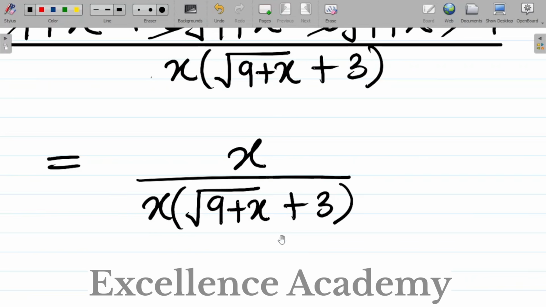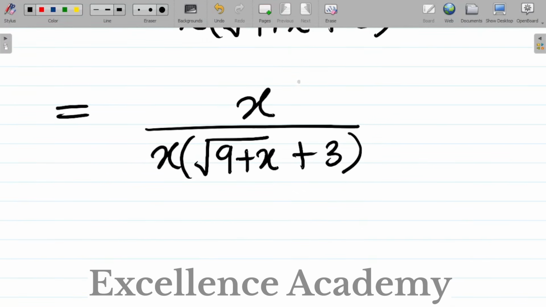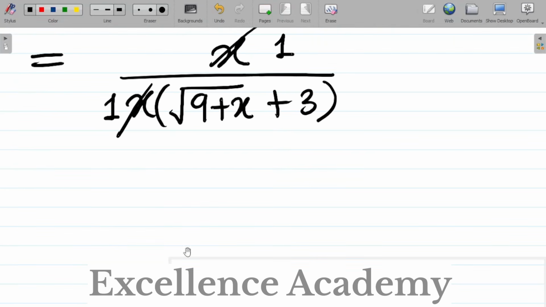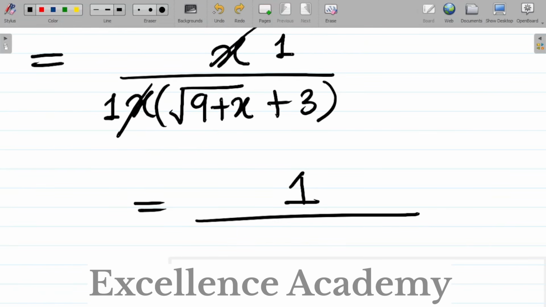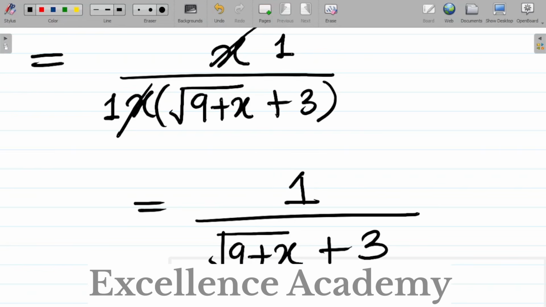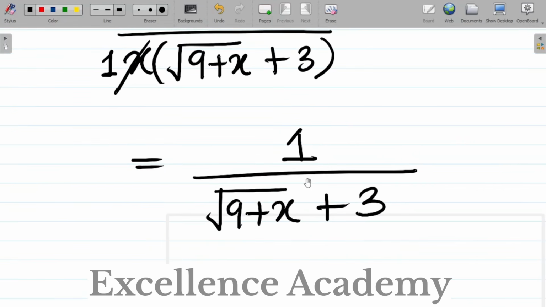Now, if you look at this, you can see that it's easy to spot that x would cancel x here. I'm left with 1 here and also 1 here. Simplifying, this is equal to, in the numerator I have 1 all over, for the denominator, 1 times this is itself. So 1 times root 9 plus x gives you root 9 plus x and then plus 3. I have this after simplifying.